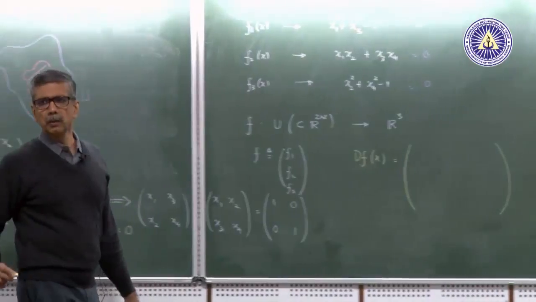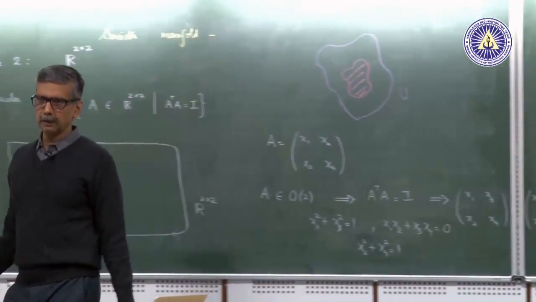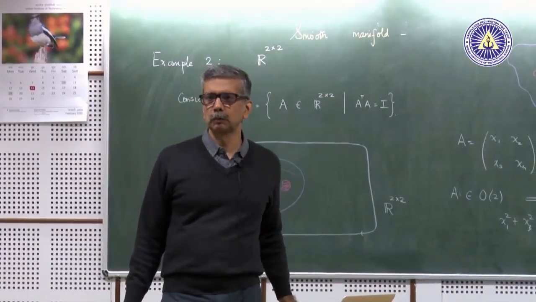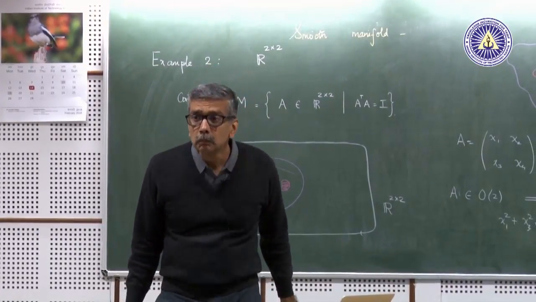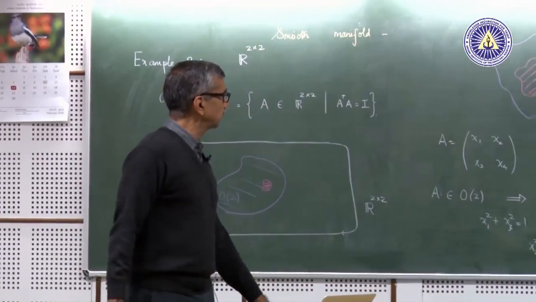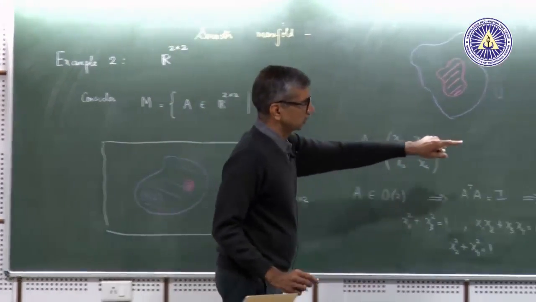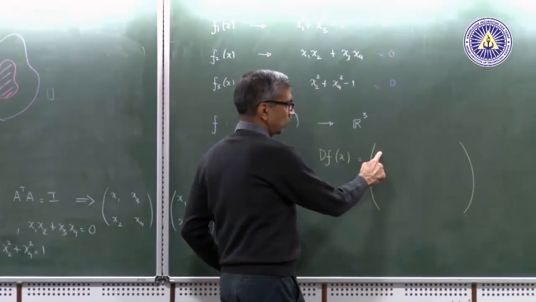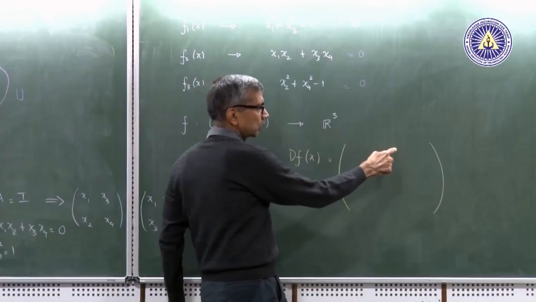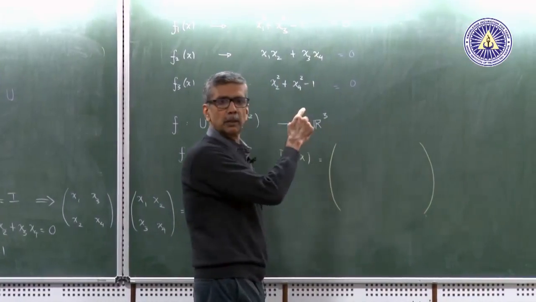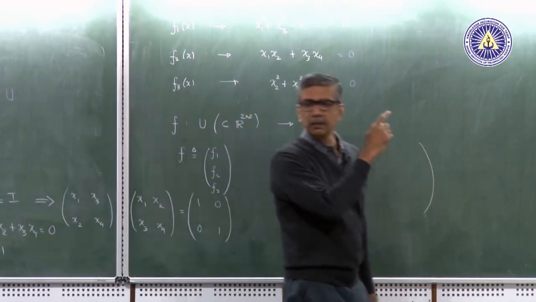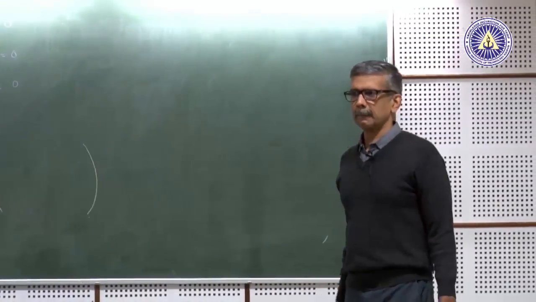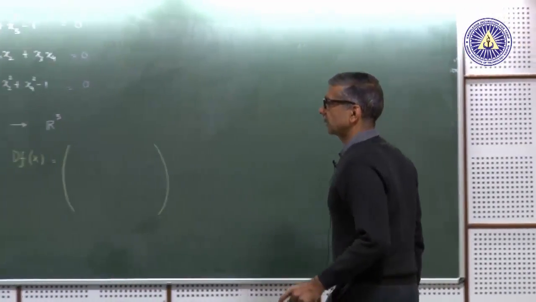First and foremost, what will be the dimension of this Jacobian matrix? 3 cross 4. Why 3 cross 4? There are 4 variables, right? So, this will be dou f1 by dou x1, dou f1 by dou x2, dou f1 by dou x3, dou f1 by dou x4. 3 by 4. Clear? So, can you give me the Jacobian?